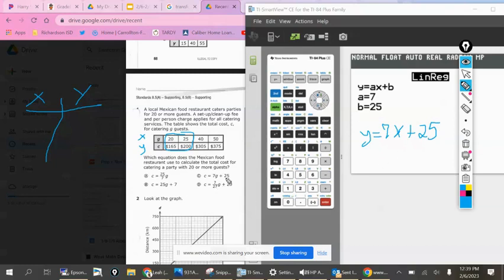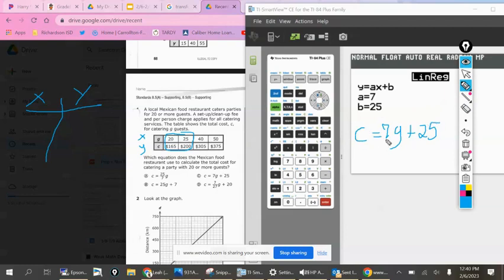Then I got to find which one matches. Remember, instead of putting X, we have to put G. And instead of putting Y, we have to put C. So I'm going to replace those. I'm so used to putting X. It's actually G, and this is C.